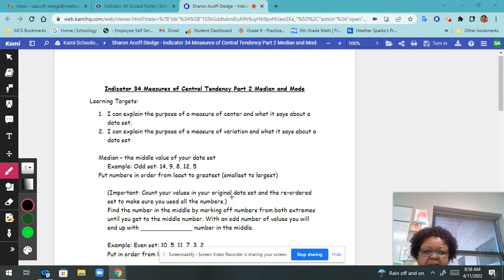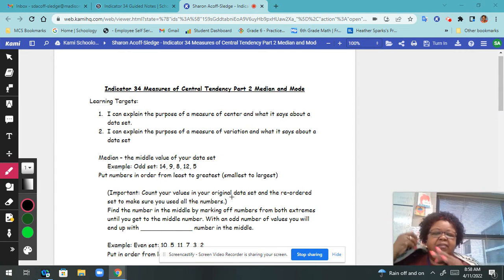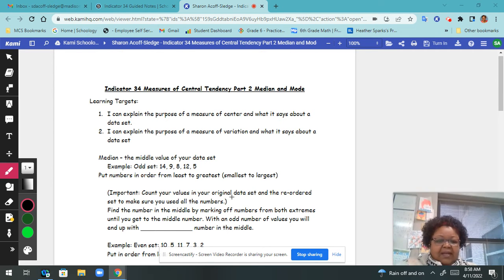Good morning, you all. I wanted to go over indicator 34. We're still doing measures of central tendency. Last week we did the mean, which is simply the average. And today's learning target again is: I can explain the purpose of a measure of center and what it says about a data set. I can explain the purpose of a measure of variation and what it says about a data set. But right now, what we're going to do is learn how to calculate those measures of center.